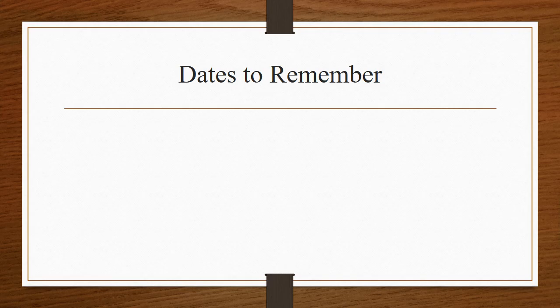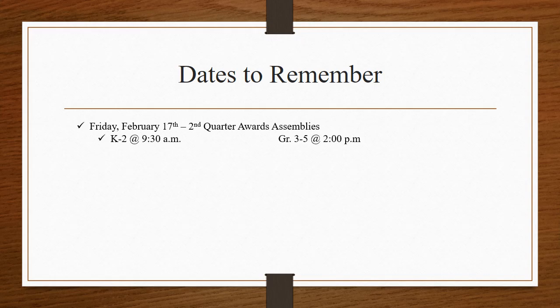We have a couple of dates that we need to remember prior to our March 14th staff meeting. So on Friday, the 17th, we have our second quarter awards assemblies, and I'm really, really excited about them. We have kindergarten and second grade at 9:30 to 10:30, and then we have grades 3 through 5 at 2 o'clock to 3 o'clock. And those assemblies will be up to an hour. And I do encourage you to speak to your students about quality assembly behavior, and also encourage them to have their parents come out and stay for the entire assembly to encourage all the students receiving awards.